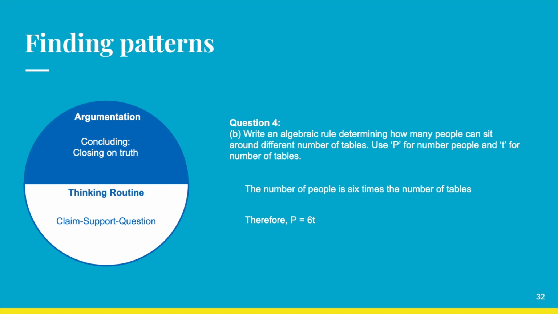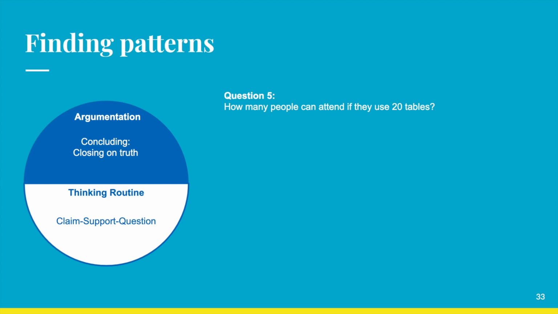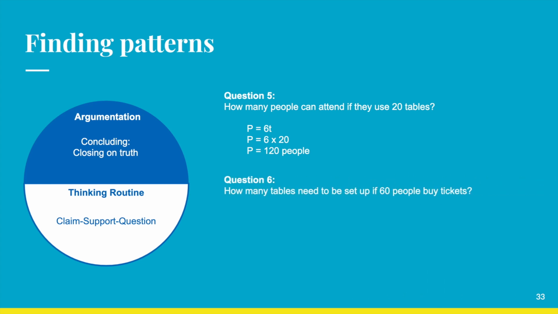in the next question, they apply this generalization to support the argument by applying the rule that they came up with to find solutions. So in this case, using the rule that they come up with before from studying patterns to calculate for larger amounts of tables and people.